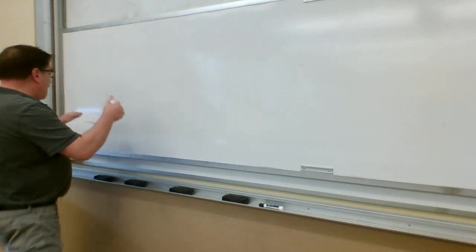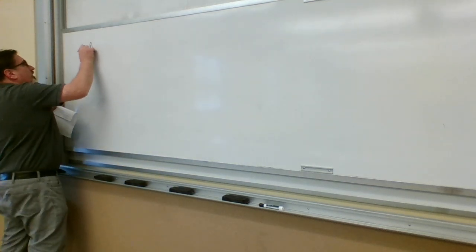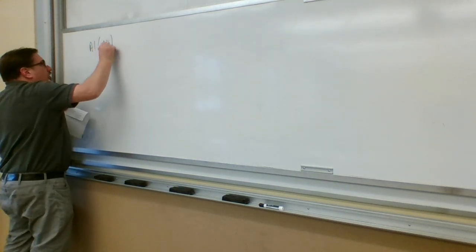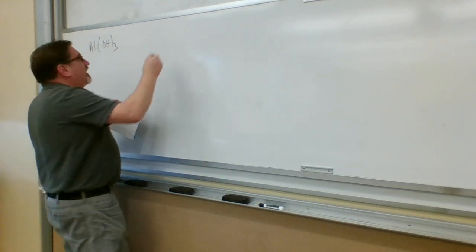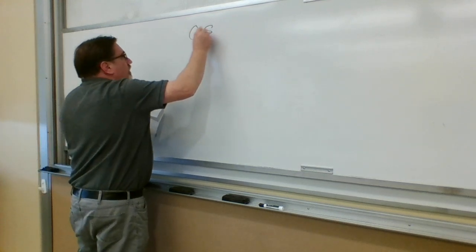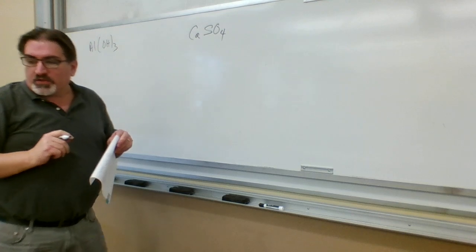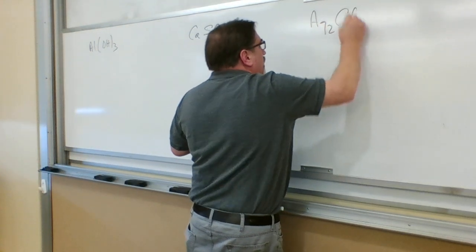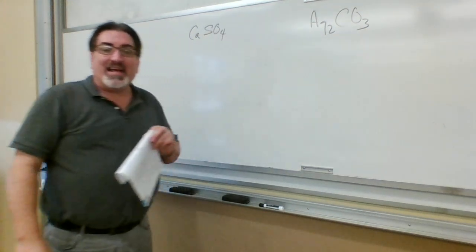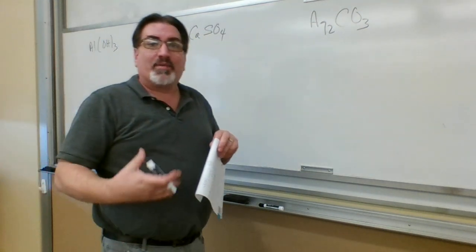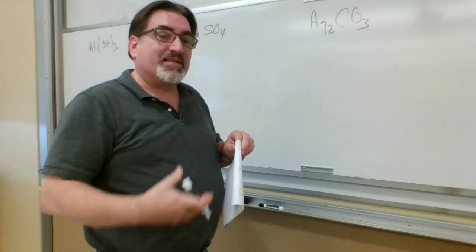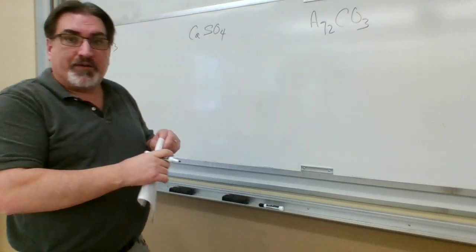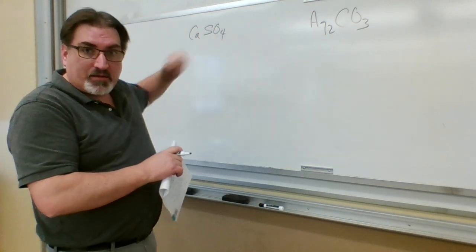So we're going to look at Al(OH)3. We're going to look at CaSO4. And we're also going to look at Ag2CO3. And we're going to write the KSP expressions for these without writing out an equation, because these are all pretty formulaic, if you'll pardon the pun, because we're basing them all on the chemical formulas.